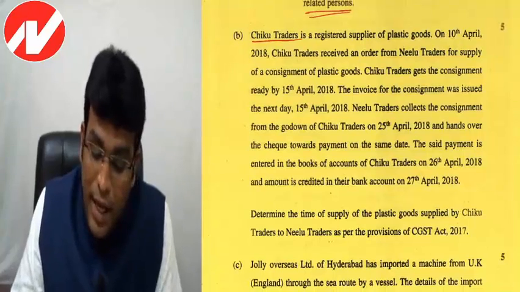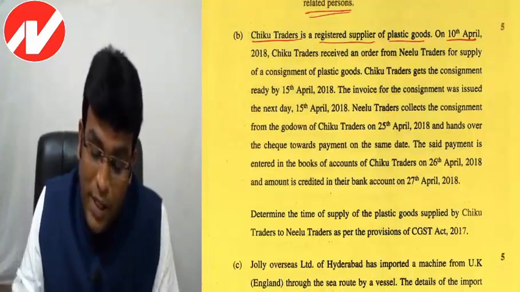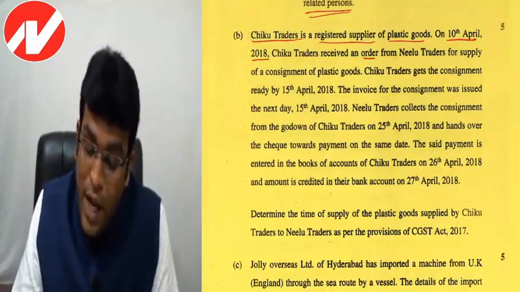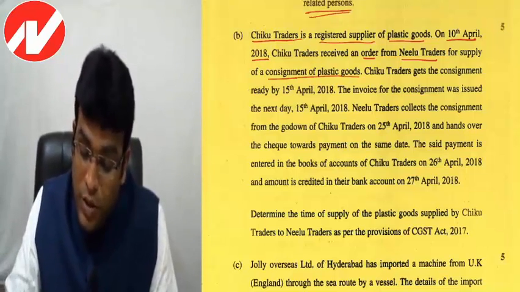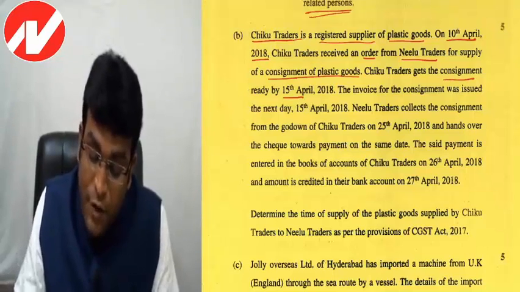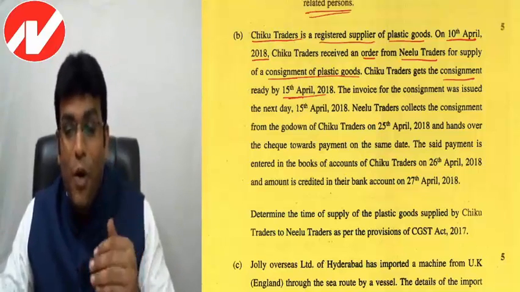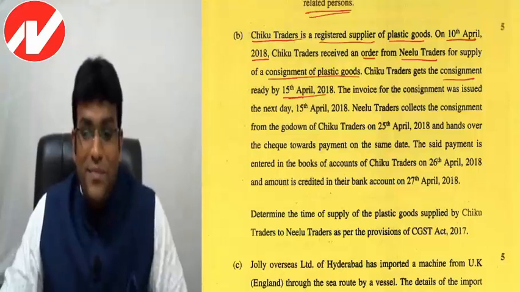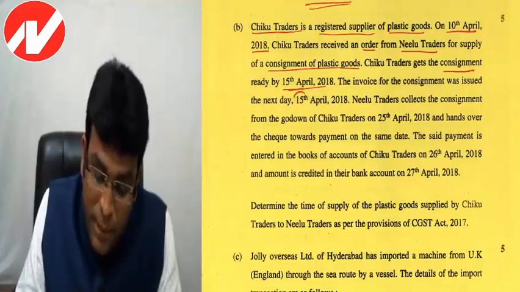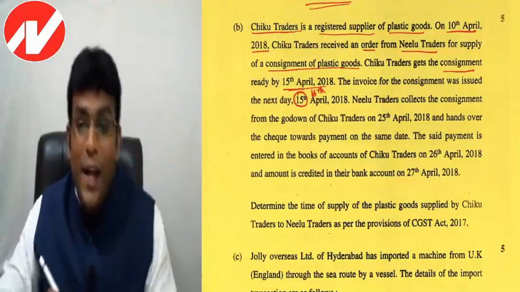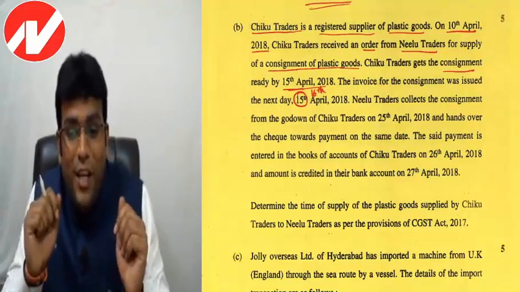Chiku Traders is a registered supplier of plastic goods. On 10th April 2018, Chiku Traders received an order from Nilu Traders for supply of a consignment of plastic goods. Chiku Traders gets the consignment ready by 15th April and the invoice for the consignment was issued the next day. It was not supposed to be 15th. They made a small printing mistake in the question. It was supposed to be 16th, because when they say next day, it will obviously be 16th.